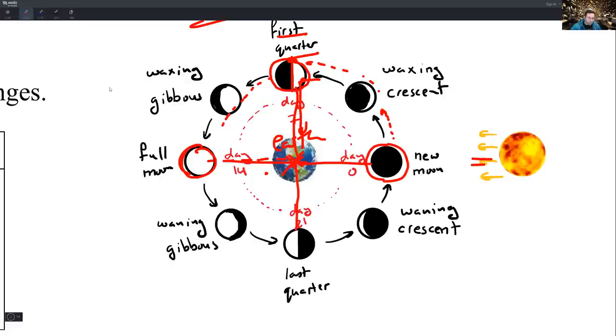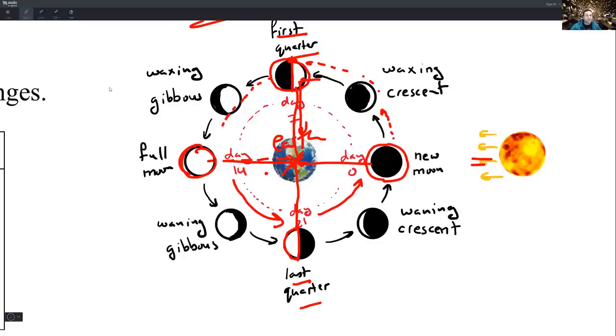If you wait for another quarter, another week, you get what we call the last quarter or the third quarter, which is half of the moon also lights up. But here, if we see the right half light up, it's the left half that lights up instead. We see half the moon, but only the left side is lit up. To us, that is. And finally, if you wait another week, another quarter, you go back to the start again, and it's the start of a new month.